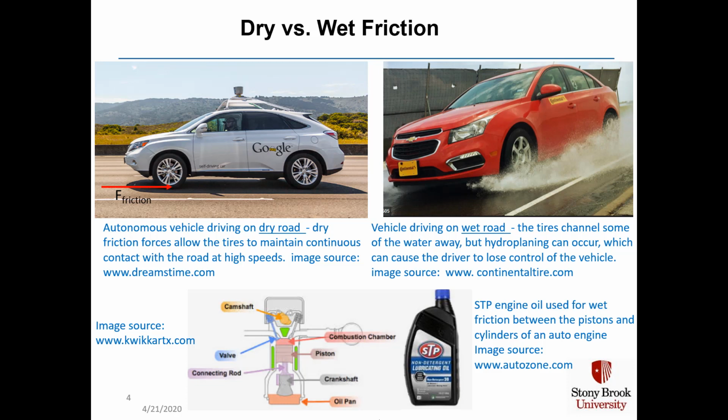On the bottom of the slide, you see a quart of STP engine oil, which is used to create wet friction between the pistons and the cylinders of an auto engine. Without using wet friction and a nice low friction force between the piston and the cylinder, you'd waste a lot of the energy of the engine dissipated in friction. And if you had dry friction in an engine, you would destroy the piston very quickly, which is what happens if you run out of engine oil.